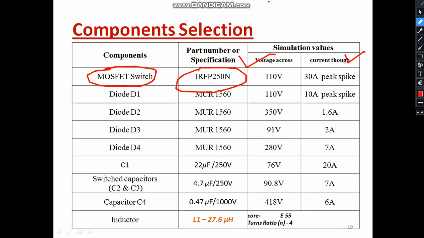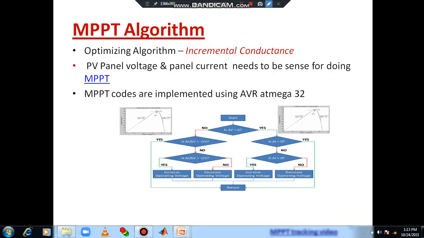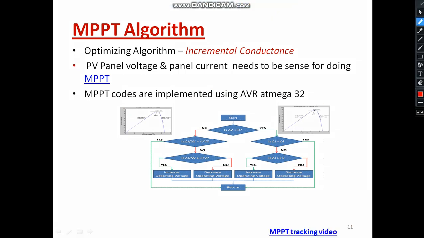For inductor calculation, I have selected an E55 core and the turns ratio is equal to 4. So 27.6 microhenry has been selected for the value of the inductor. So this is the procedure, and the diode I have chosen is MUR1560. It's a power diode, and I made a suitable selection of capacitors also based on market availability. The MPPT algorithm has been designed and the coding has been done using the AVR microcontroller.